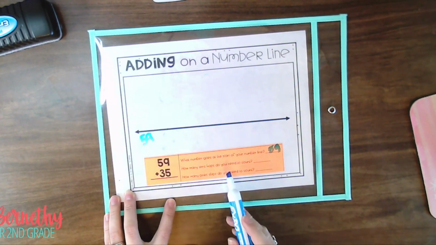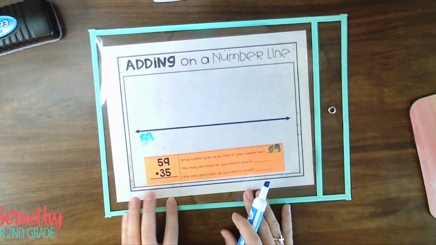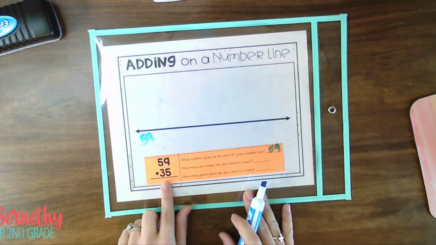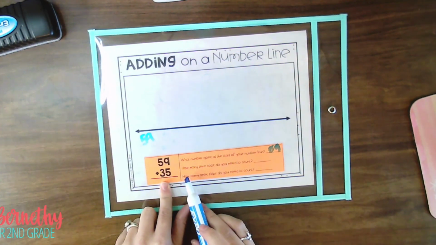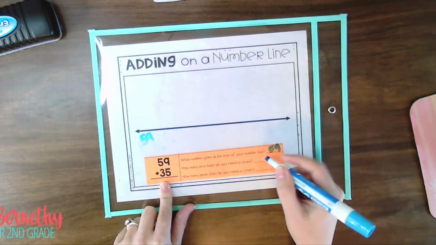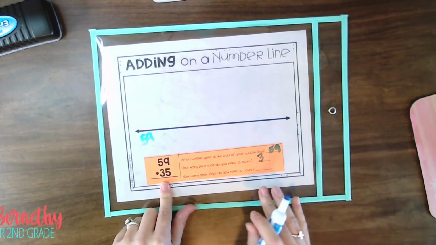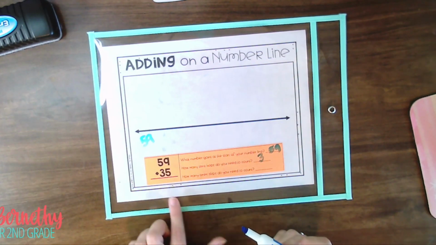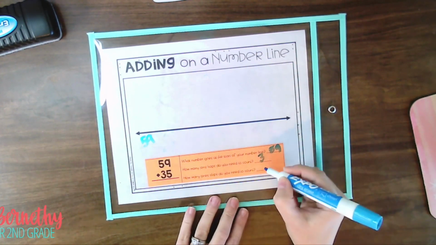Then the second question I have them ask themselves is, how many tens do you need to count? So we're adding on 35. So we need to hop 3 tens. And then how many ones skips do you need to count? So what number is in the ones place is a 5.